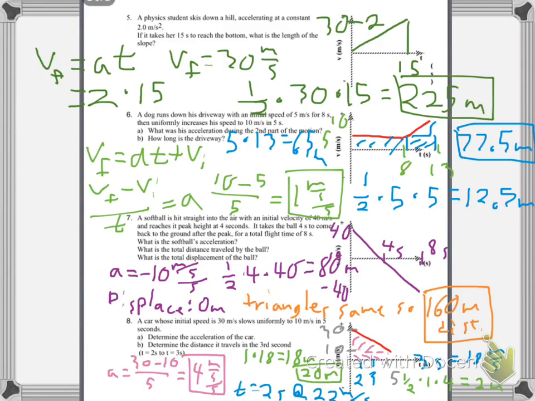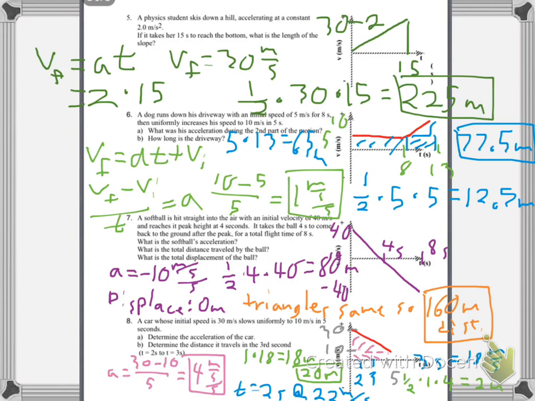Number 5, a physics student skiing downhill, accelerating at a rate of 2 meters per second squared. So this means that the slope of this line is 2. It takes her 15 seconds to reach the bottom. What is the length of the slope? The length of the slope is going to be the area under the curve.